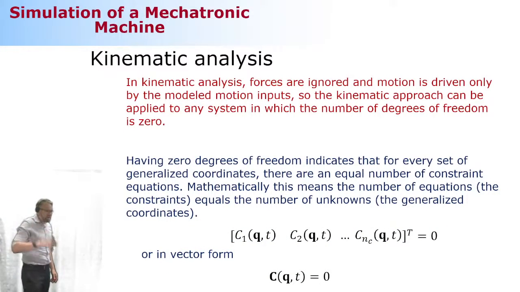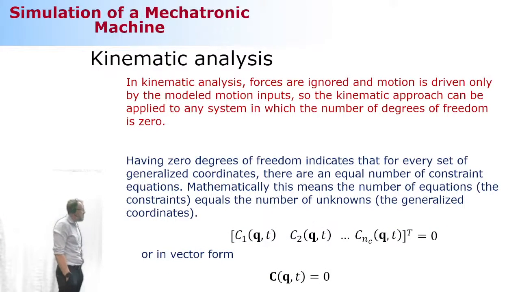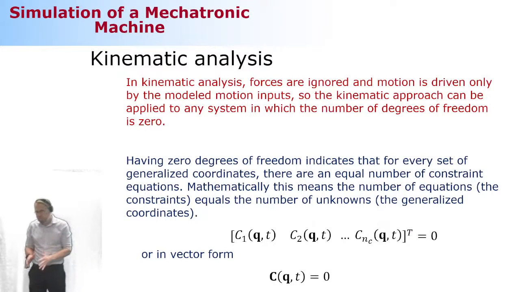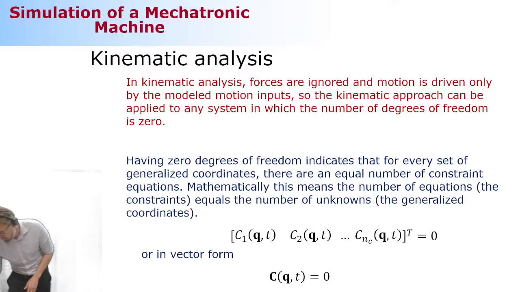But the kind of challenge is this: when you make a vector of the constraint equations, the length of the vector matches the length of the unknowns. The length of the vector is the same as the length of the generalized coordinates. So we can solve for the generalized coordinates. The problem is this: the generalized coordinates are hidden inside of the constraint equations. So they are not explicitly mentioned.